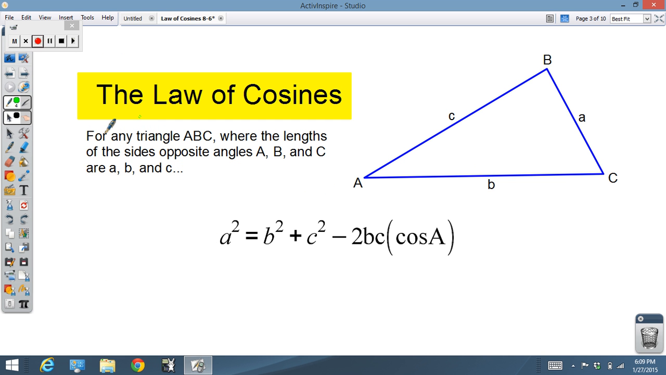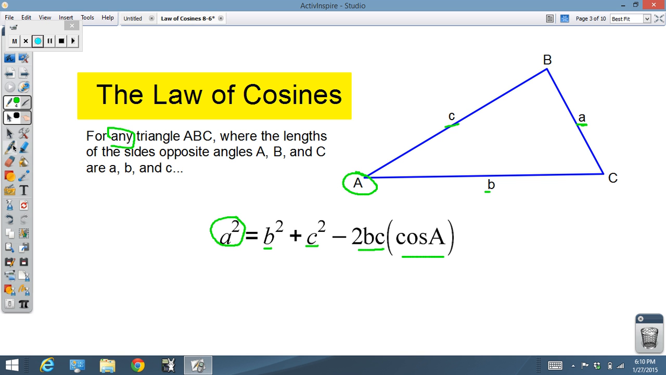Here it is. For any triangle, not necessarily right, for any triangle, okay, where the lengths are laid out the way we had it, here's what we find out. Any side, I just happen to pick a, any side squared is equal to the sum of the other two sides squared minus 2 times the lengths of the other two sides times the cosine of that angle.